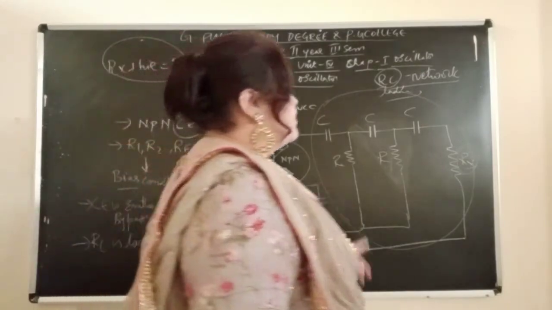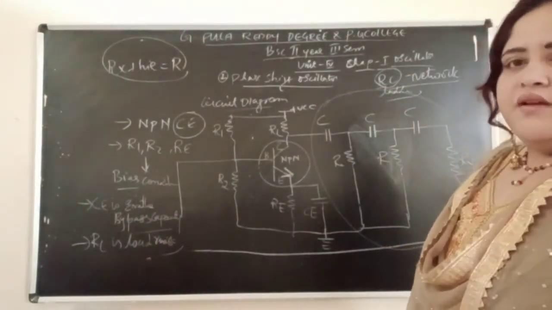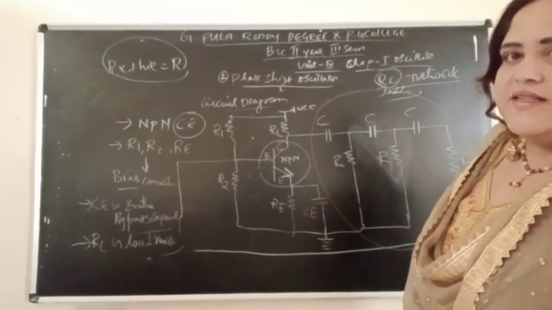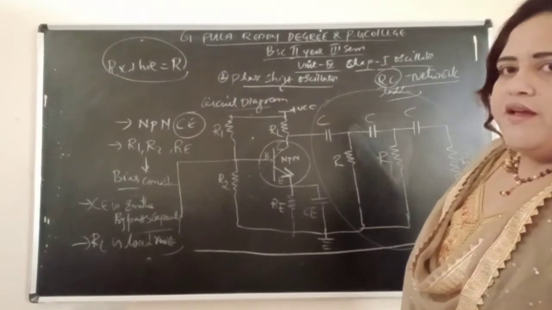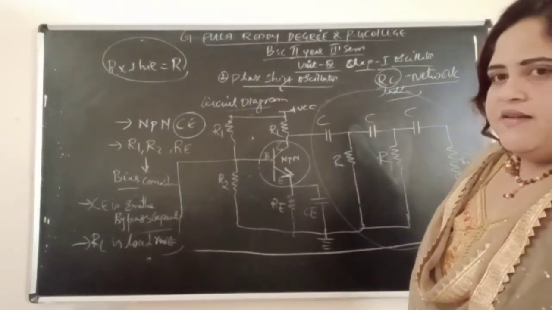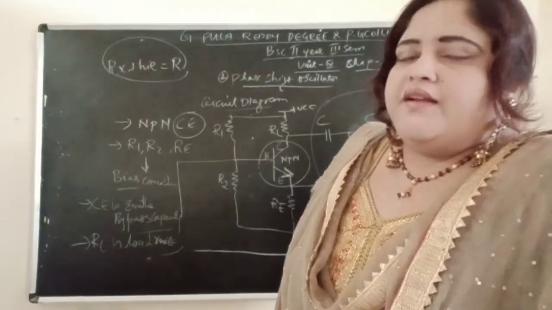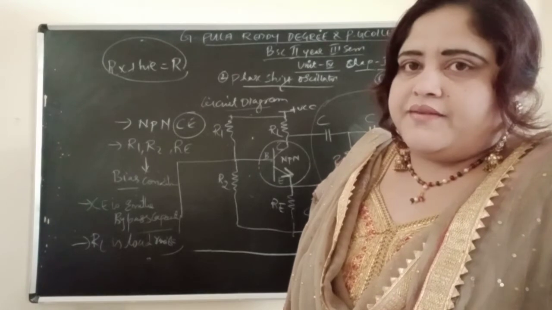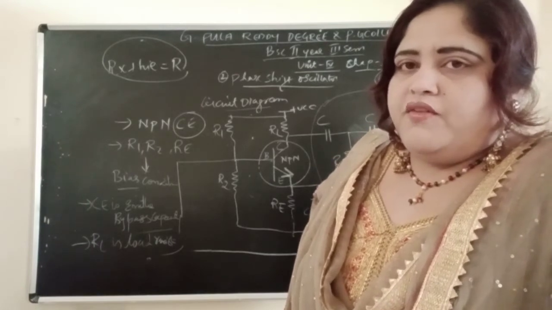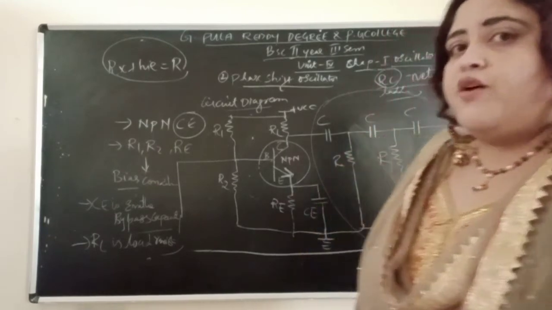Feedback network consists of an equivalent of resistors and capacitance, that is RC, in the form of a ladder. It is connected. The feedback network consists of three resistances and three capacitances in the form of a ladder. But what is the final resistance?